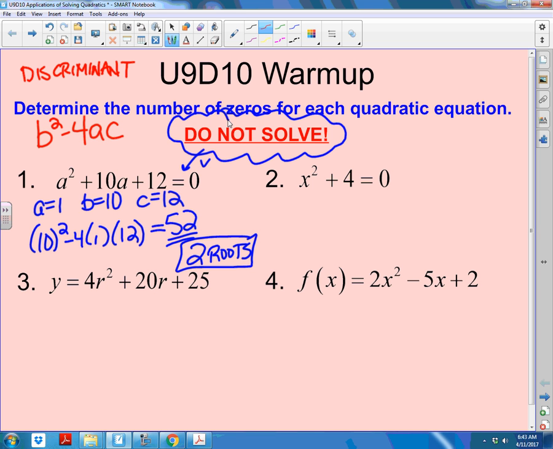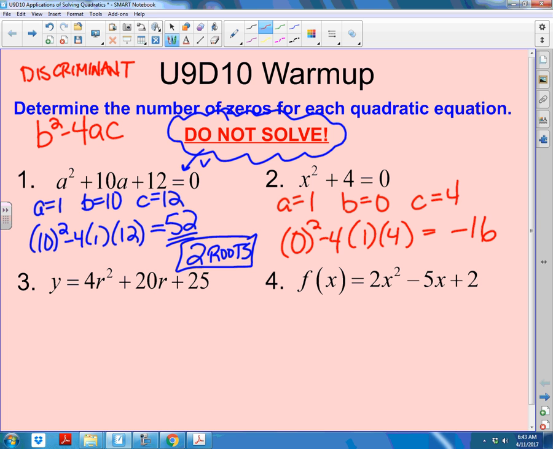Here we go, same thing. Number 2. In this case, a is 1. Remember, you always look for the a as the coefficient of x squared. In this case, there is no b value, so the b value is 0 and the c value is 4. So exact same thing. b squared, 0 squared minus 4 times a times c gives us negative 16 as the discriminant value. If your discriminant is negative, you have no real roots. No real roots for number 2.